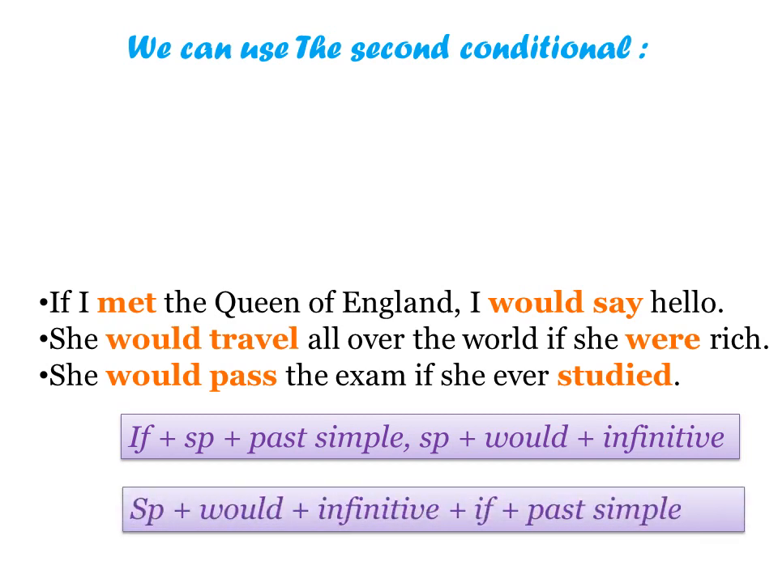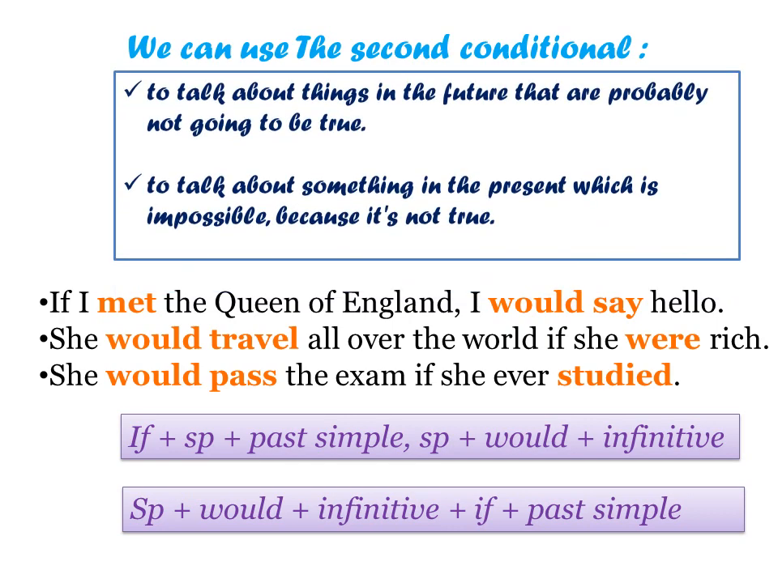We can start with the main clause: subject pronoun plus would plus infinitive plus if plus past simple. So we can use the second conditional to talk about two things: to talk about things in the future that are probably not going to be true, or to talk about something in the present which is impossible because it's not true. So it is an unreal conditional. It's called second conditional or unreal conditional.